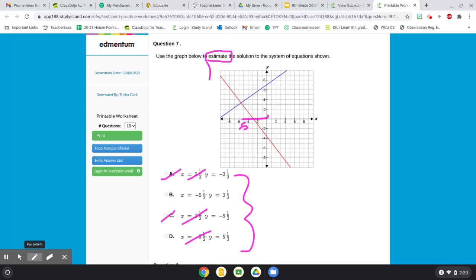So going on the y, I know that this line here is 3. If I'm looking across here, it's just a little bit above that, but it's not quite halfway. So that makes sense for that to be 3 1/3. So B would be my option here.